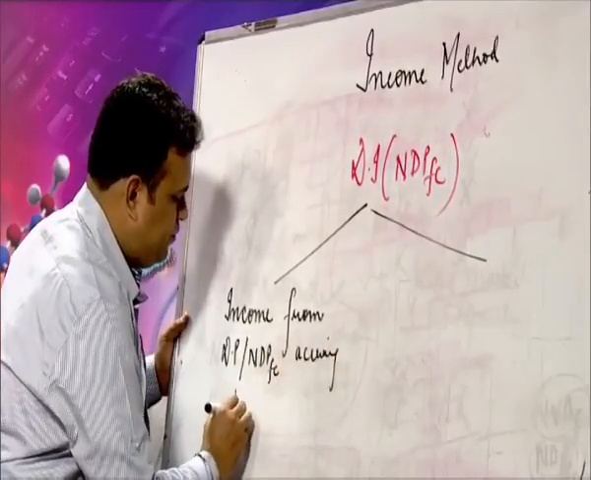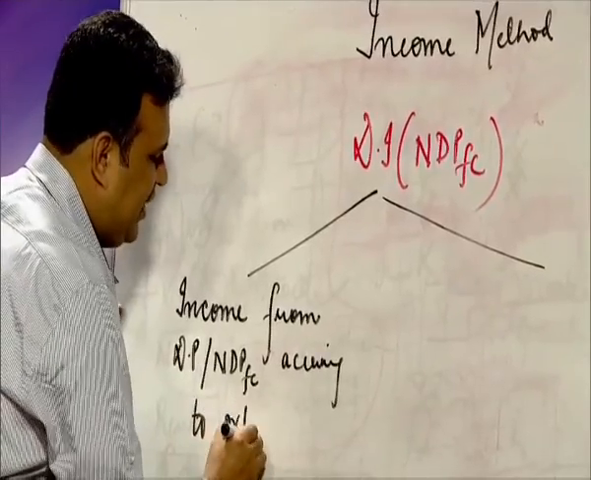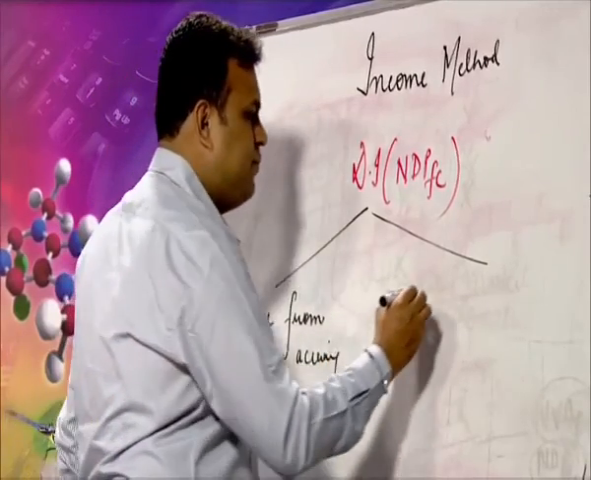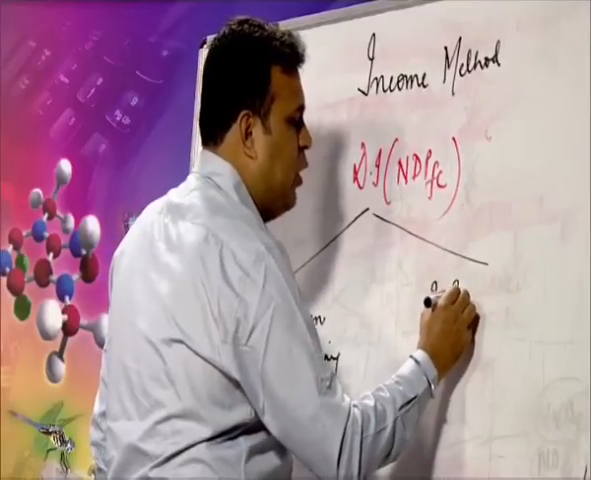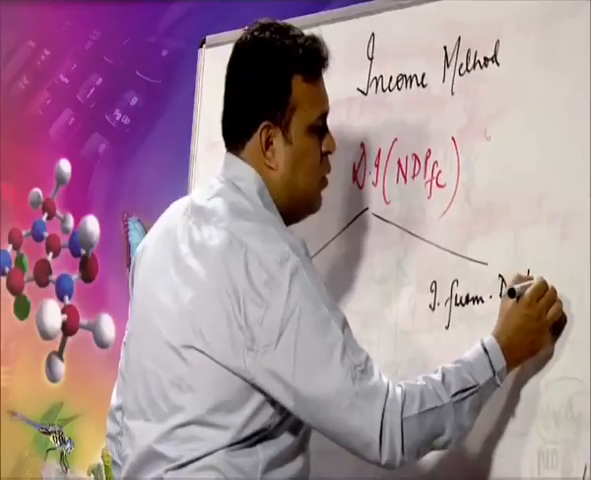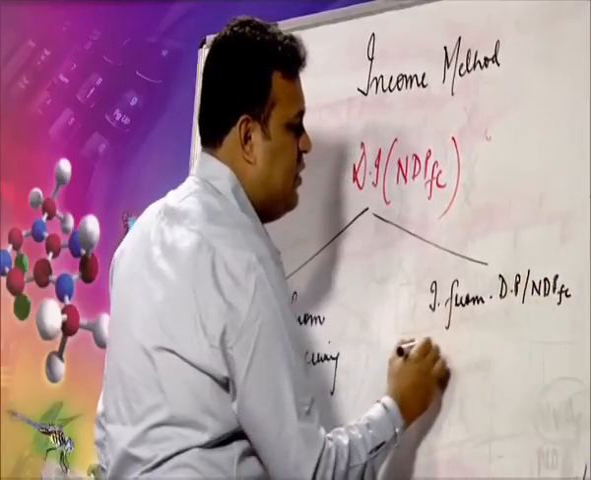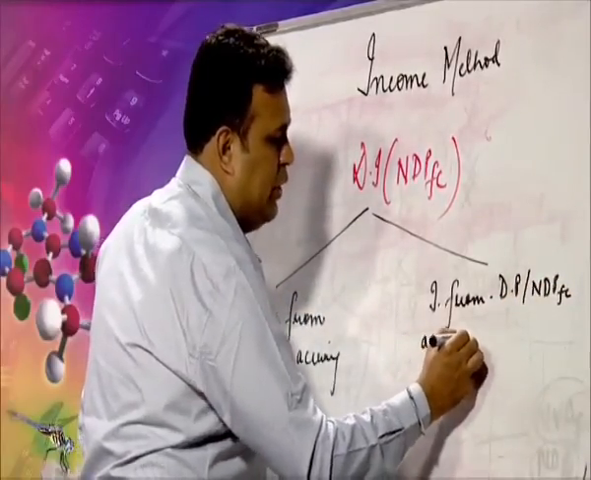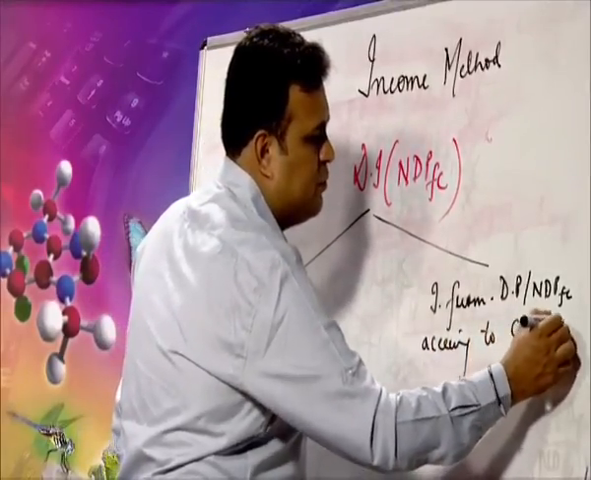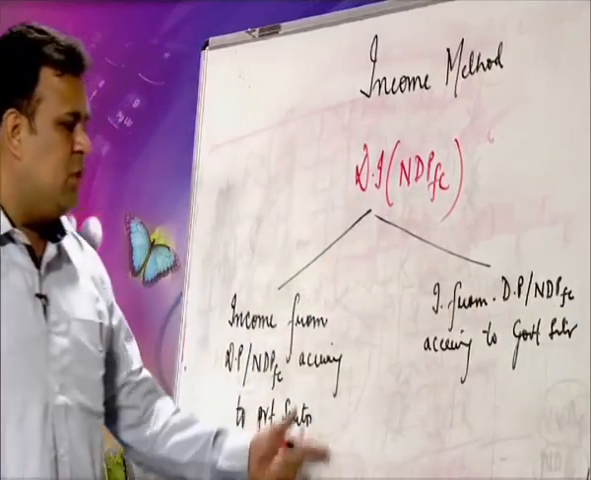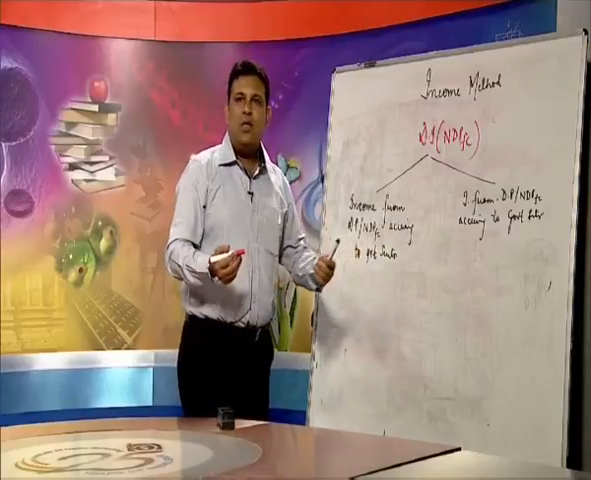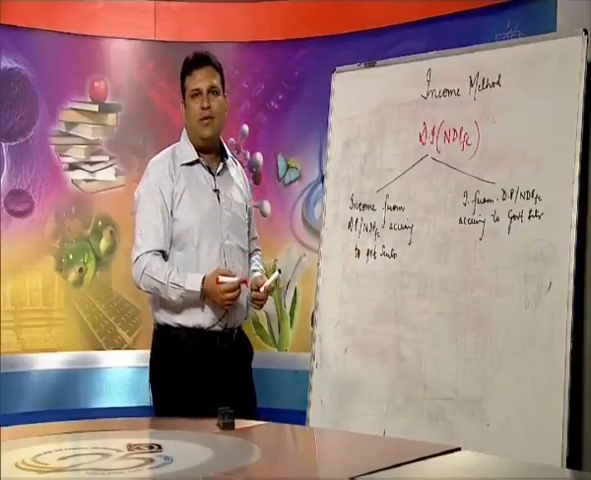accruing to private sector, and same here, income from domestic product or NDP at FC accruing to government sector. I hope I am clearer to you, because our economy is a mixed economy. So, mixed economy we talk about the income generation from both the sectors.